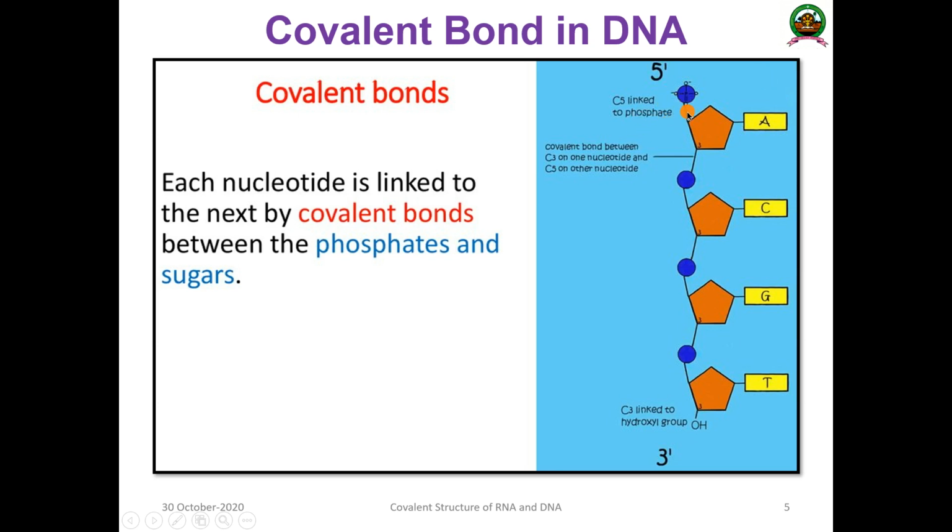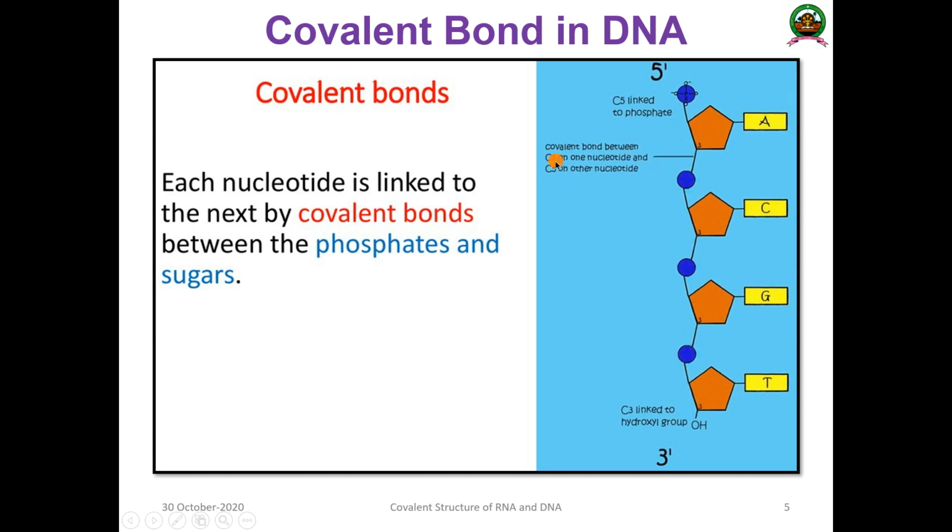This is the 5' end and this is the 3' end. Here you can see this is C3, linked to a hydroxyl group. The sugar has a hydroxyl group at the C3 position, and here you can see another hydroxyl group at the fifth position. And there is an interaction, as I discussed, between the third one and the fifth one.